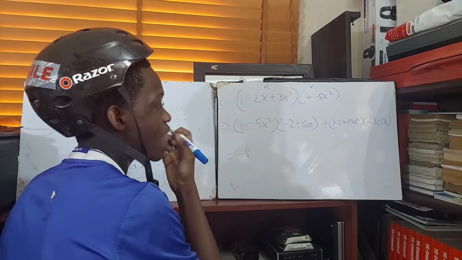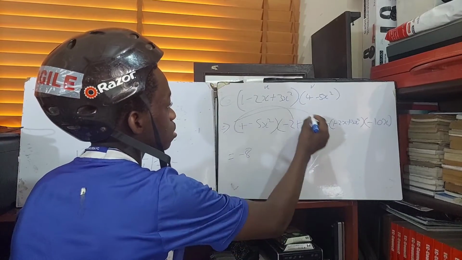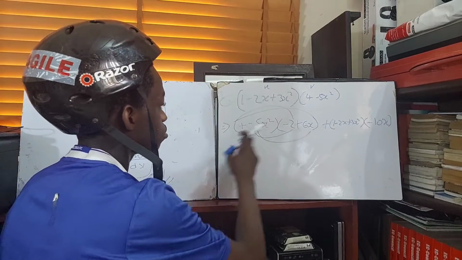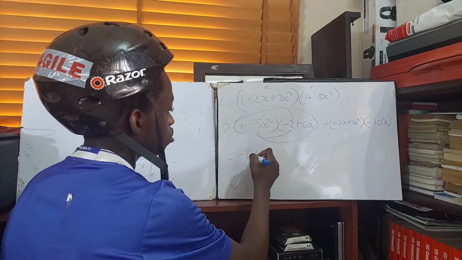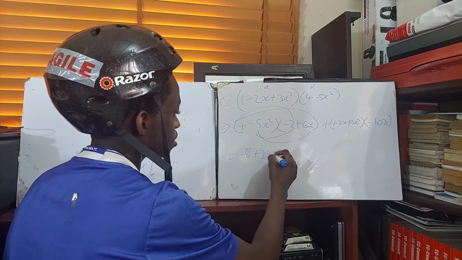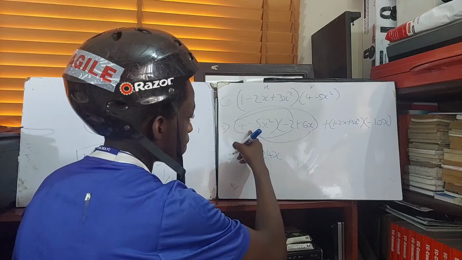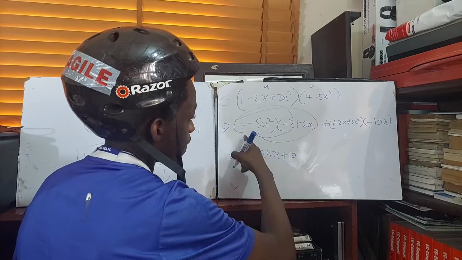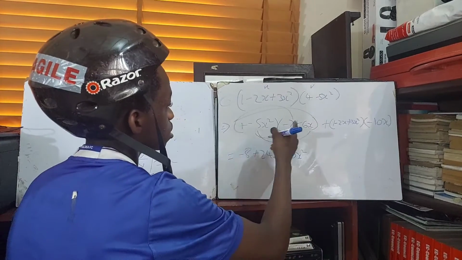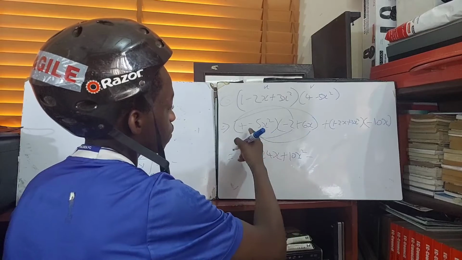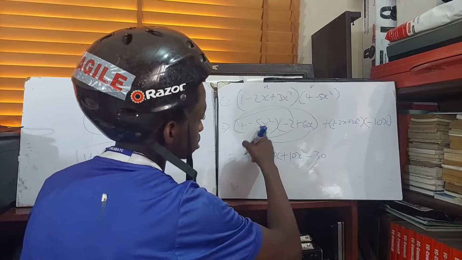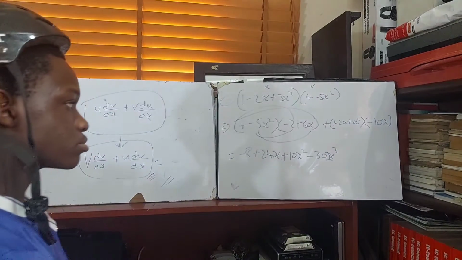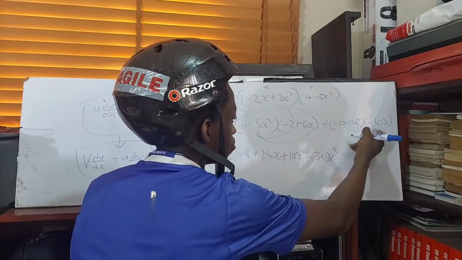Remember how to open brackets. This is how we do it. 4 times minus 2 is negative 8. 4 times 6x is 24x. Then minus 5x squared times minus 2 will be plus 10x squared. Then minus 5x squared times 6x will be negative 30x cubed.